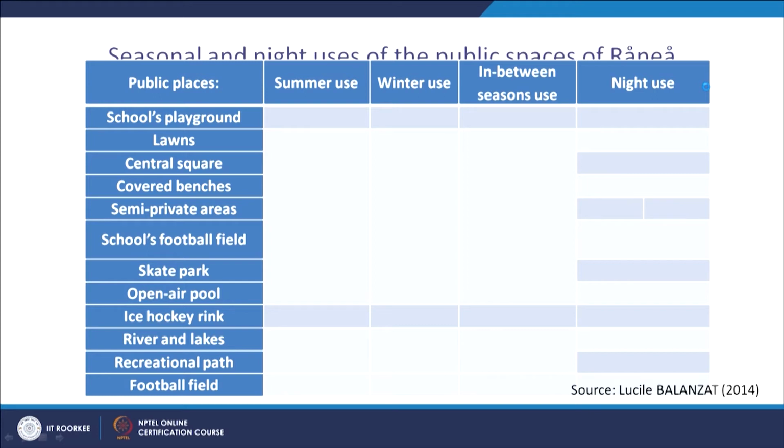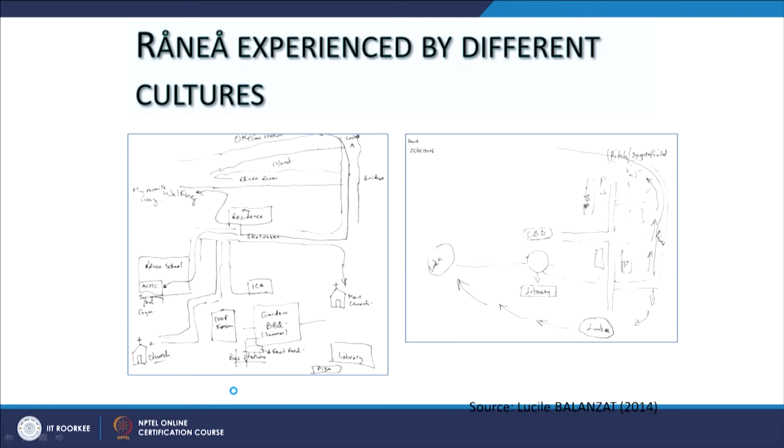Similarly, she used all the different ice hockey rinks, rivers, lakes, football fields, and the whole settlement. From the settlement layout pattern onwards, she identified different pockets of it and started understanding that. And then also, these are some of the mental maps.